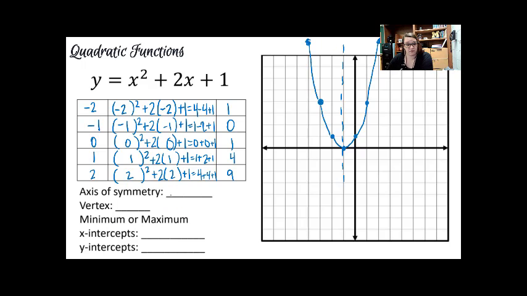Okay, let's fill in our stuff. Axis of symmetry, this time it was left 1. So that's at -1, x equals -1. Our vertex touches the axis of symmetry, so it was right here at -1, 0.